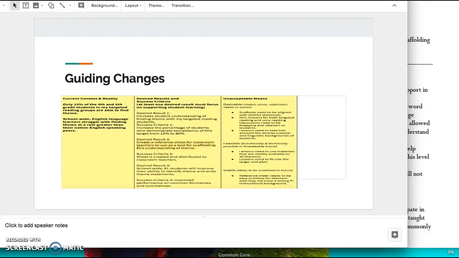Unacceptable means what we're looking at is that the scaffolds need to be aligned with district standards. Mini lessons needed to be engaging and relevant to students within this particular grade level, and lessons needed to take into account the diverse cultural and linguistic backgrounds of students. We needed to make sure that we were using materials that were accessible to all teachers, and they needed to fit into a larger unit plan. So really asking teachers to add in something that was going to take another week or 2 isn't realistic, so we needed to think about mini lessons.